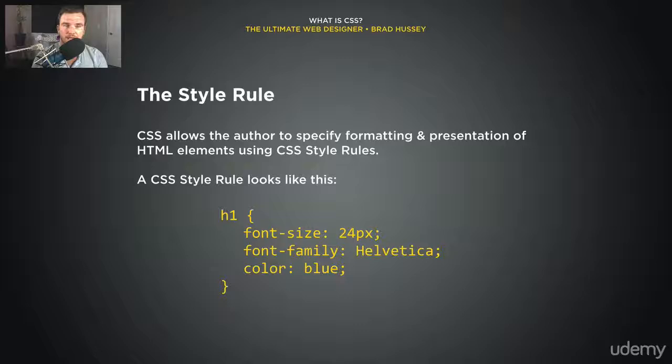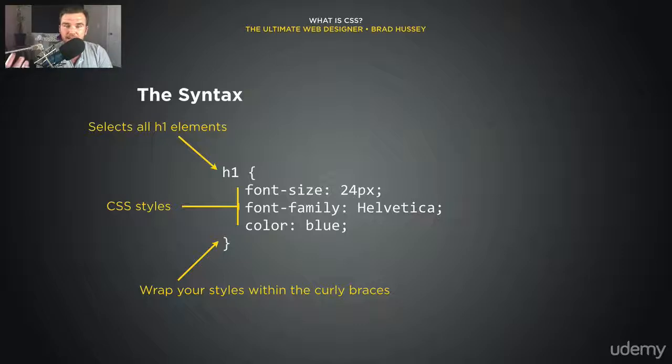The style rule. In CSS, the style rule allows the author to specify formatting and presentation of HTML elements using CSS style rules. A CSS style rule looks like this example right here. The syntax of CSS is as follows. First, you need to have a selector that selects, in this case, all H1 or level 1 heading elements. And then within the curly braces, you have the CSS styles. And then you close the curly brace; you have an opening curly brace and a closing curly brace.